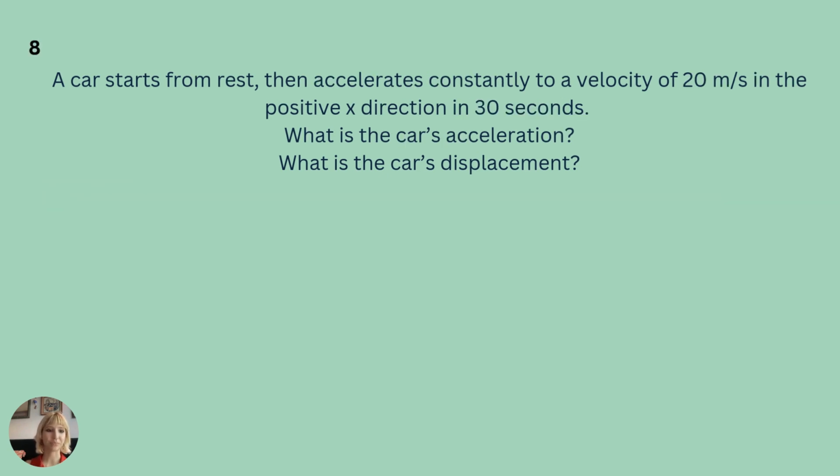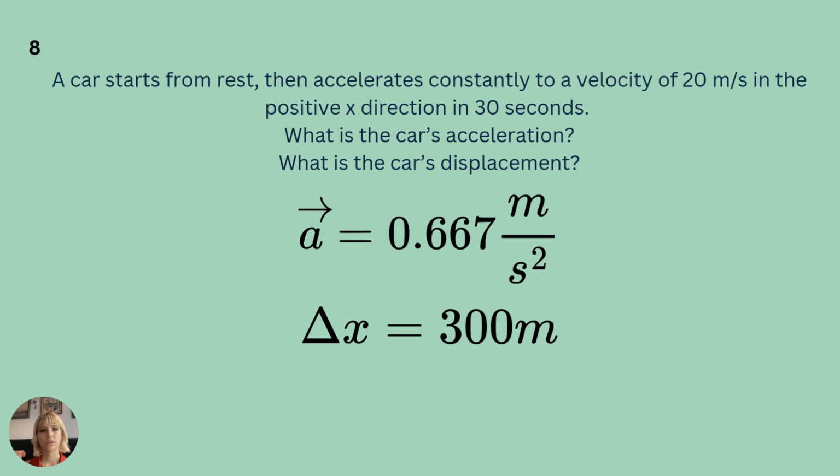Okay, so example 8. A car starts from rest, then accelerates constantly to a velocity of 20 meters per second in the positive x direction in 30 seconds. What is the car's acceleration and what is the car's displacement? Go ahead and pause and take a second to figure this one out. So the acceleration is going to be 0.667 meters per second squared, and our displacement is going to be 300 meters.